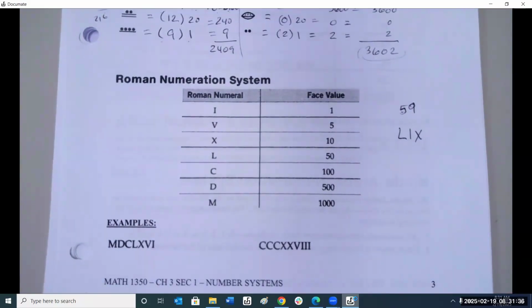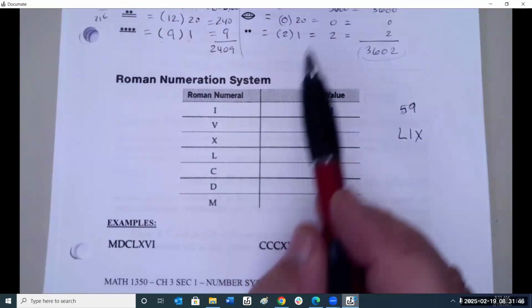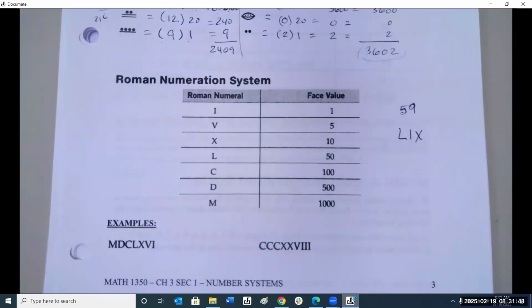That's 59. This is how. Now, up until now, all of this, the numeric systems dealt with multiplication and addition. We're missing subtraction. This is where the Romans contributed.